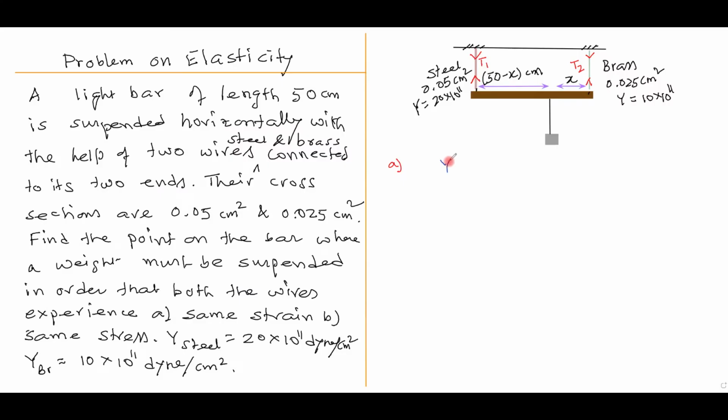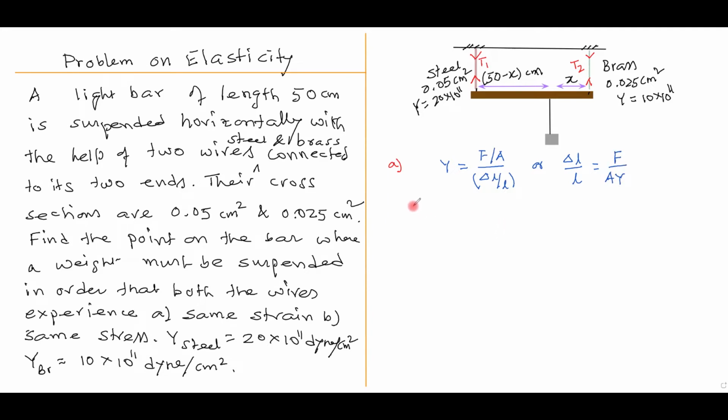Y equal to F by A by del L by L. This is strength del L by L. Or del L by L equal to F by AY.